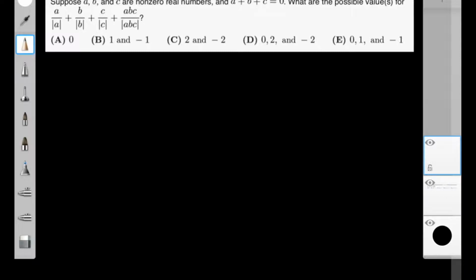Okay, so when I first see this problem, I'm thinking it's pretty complex, right? There are three different variables, they're all in one equation, and they want us to find the different possible values. So let's break it down. A plus B plus C equals 0. Okay, so that means they sum to 0.